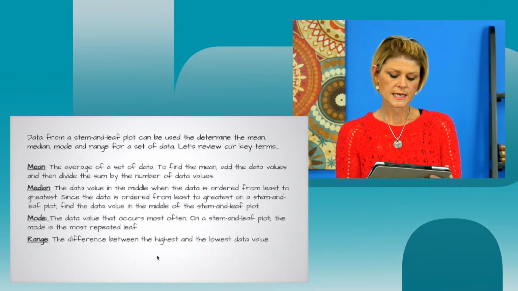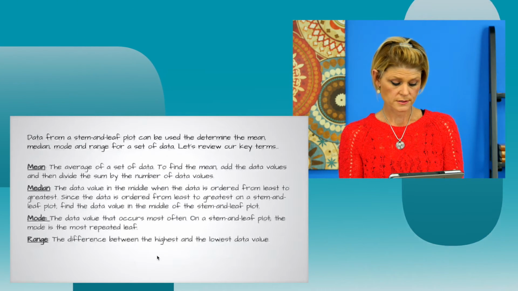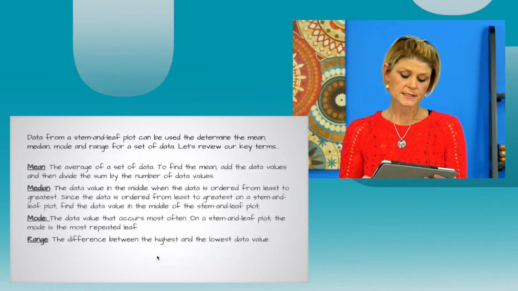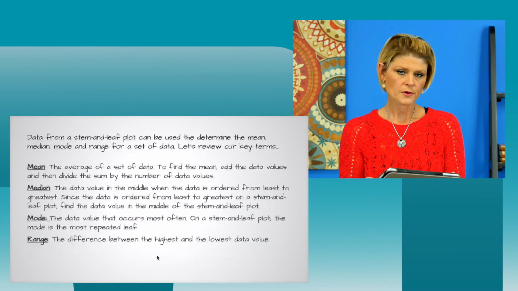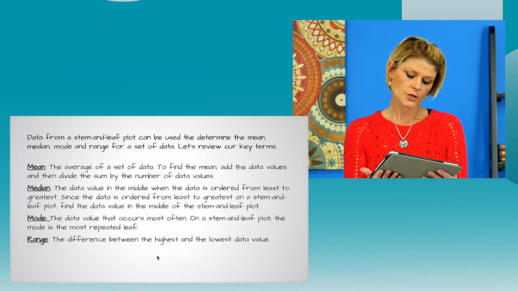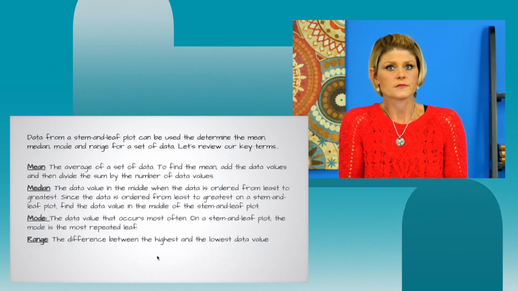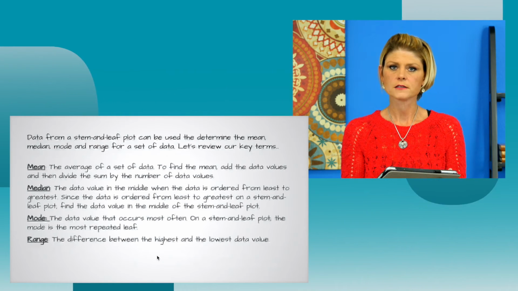The median is the data value in the middle when the data is ordered from least to greatest. Since the data is ordered from least to greatest on a stem and leaf plot, find the data value in the middle of the stem and leaf plot. Mode, remember mode is the one you see most often. The data value that occurs most often on a stem and leaf plot, the mode is the most represented leaf. That's really easy. And then range is the difference between the highest and the lowest data value.